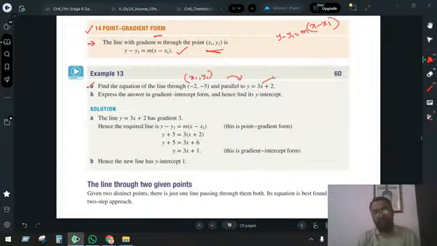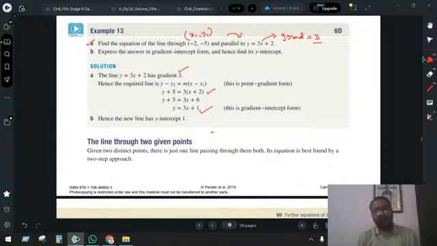And what is the slope or gradient? Its gradient is 3, and a line parallel to it will also have gradient 3. So here the point is (-2, -5) and the gradient m is 3. Hence the required line: y minus y1 equals m into (x minus x1), which is the point gradient form. y minus (-5) becomes y plus 5, equals 3 into (x plus 2). Simplify it, and you get the y-intercept, so it is y = mx + c, the gradient intercept form.